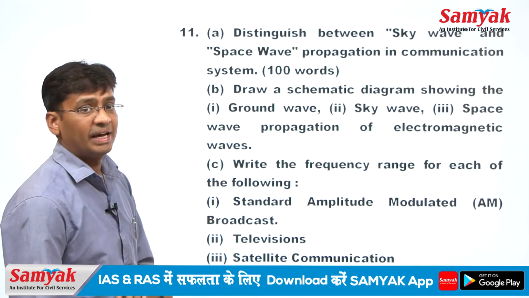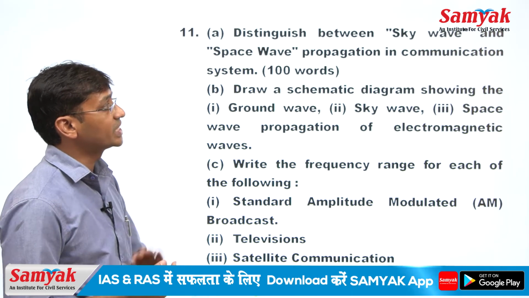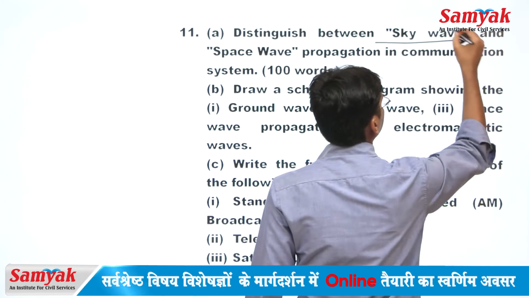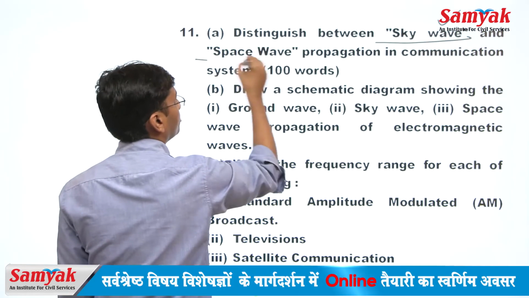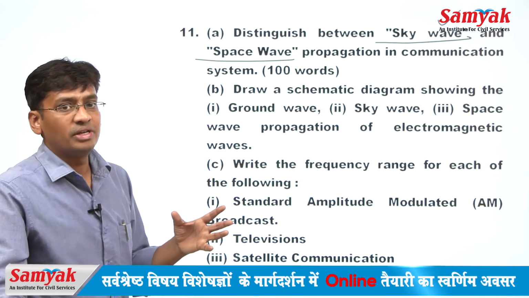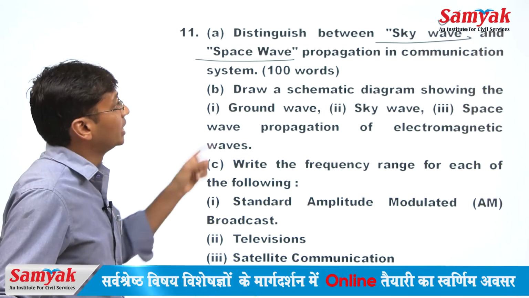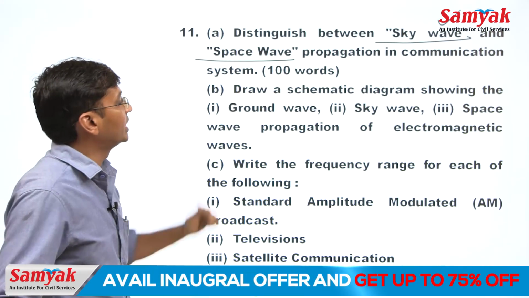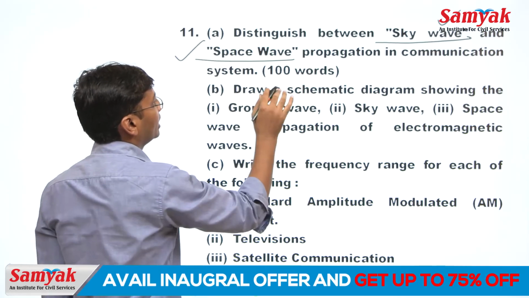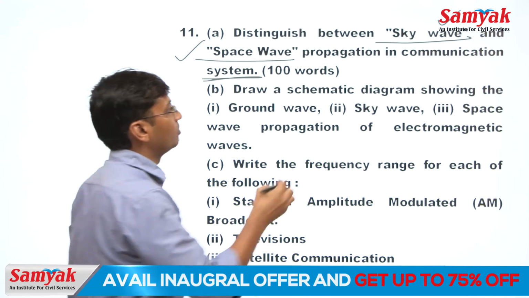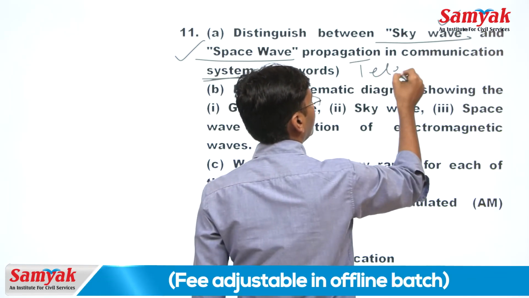The next question is the 11th question, that is distinguish between sky waves and space waves. You have to differentiate between the sky waves and the space waves. Basically there are 3 types of telecom waves, okay: the ground waves, the sky waves and the space waves. Here they are asking you about distinguishing between the sky waves and the space waves propagation in communication system. So, this question is related to the telecom chapter, okay. So, telecommunication.